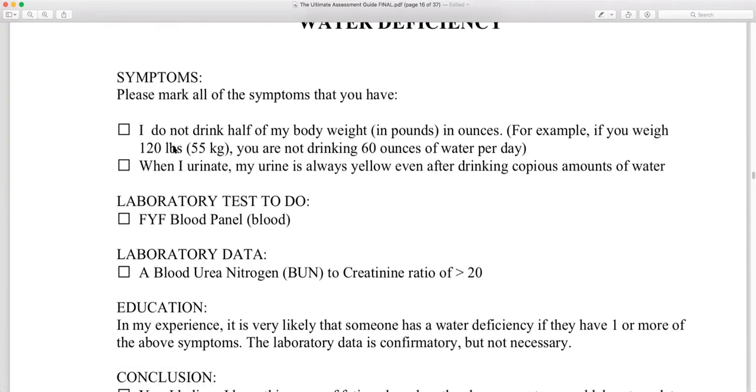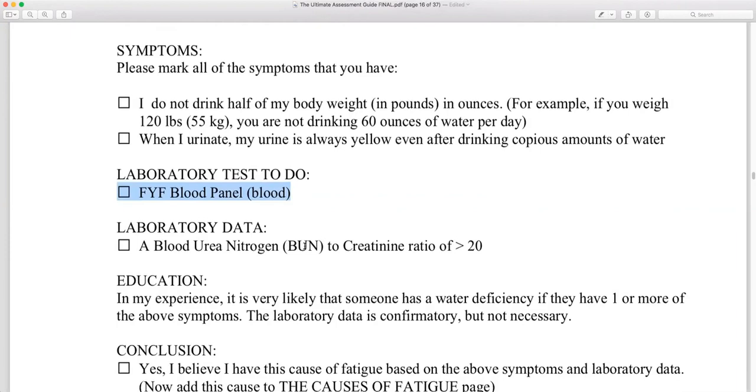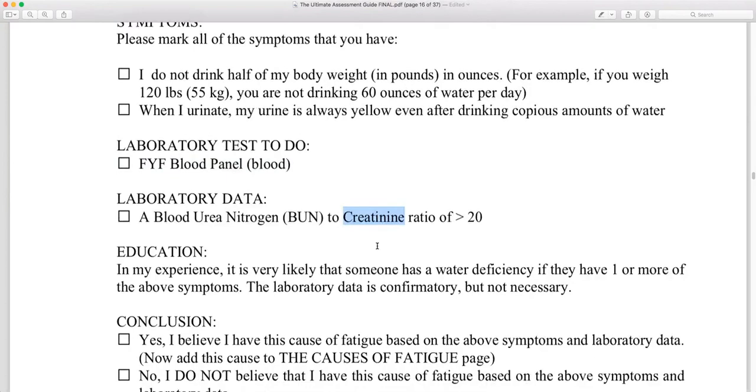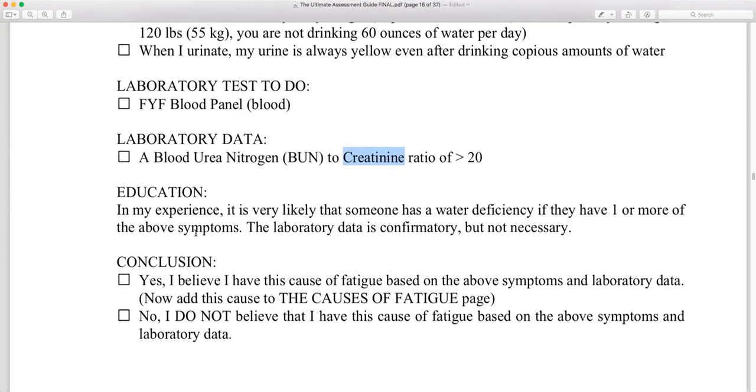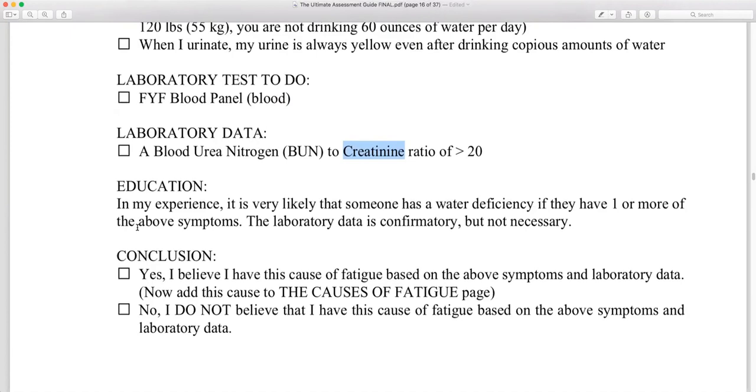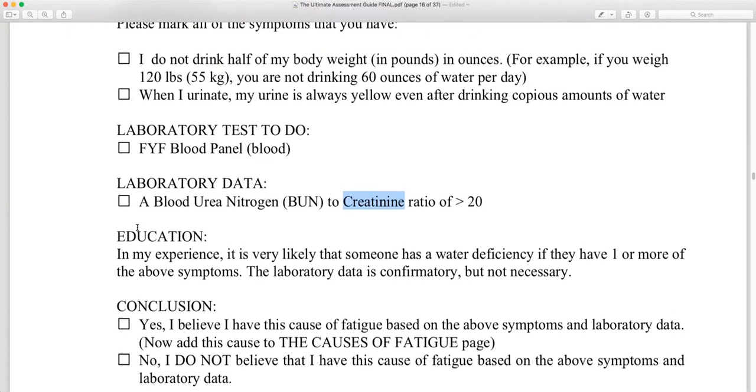And then you can corroborate this with a blood panel test, the BUN, or blood urea nitrogen, and the creatinine. If the ratio is 20:1 or greater, it's indicating dehydration. And in my experience, it's very likely that someone has a water deficiency or dehydration if they have 1 or more of the above symptoms. The laboratory data is confirmatory but not necessary. So you definitely need to be drinking that much water.